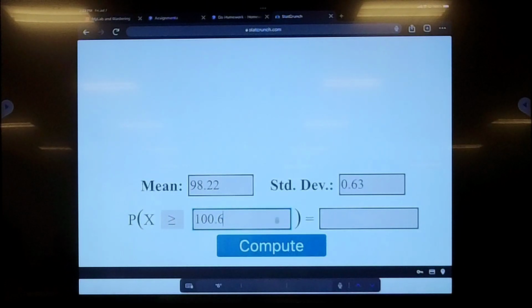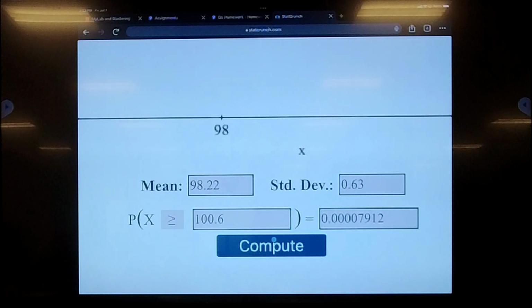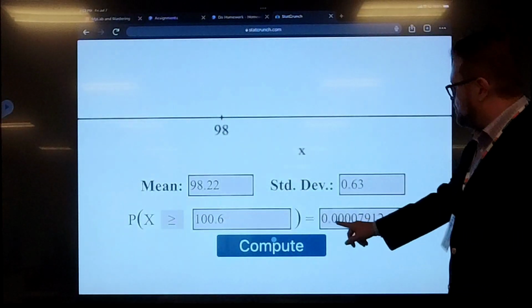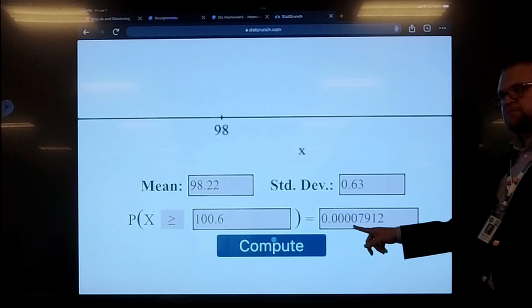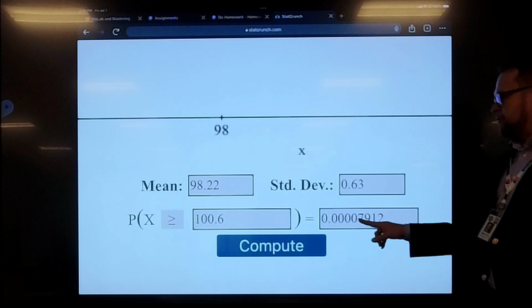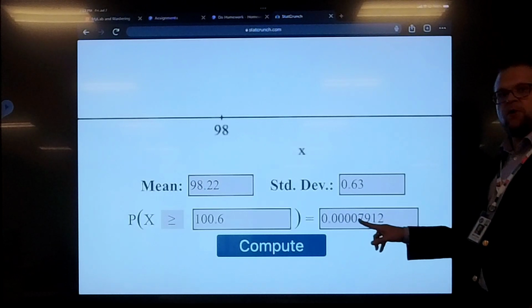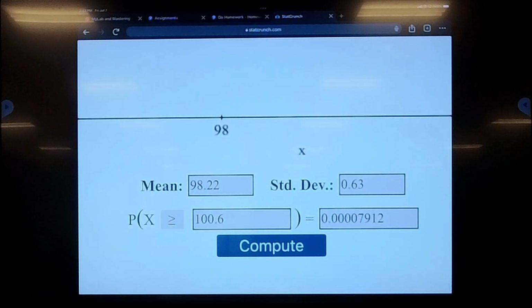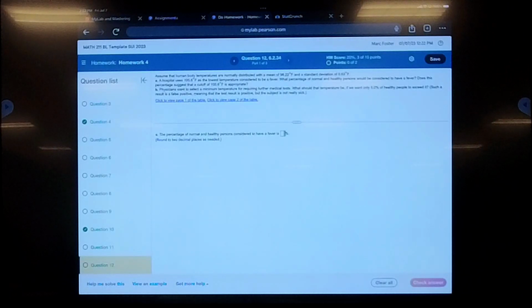Mine's like 0.00007242. Rounded to 4 digits is 0.0001. Converted then to a percentage is 0.01%. So the percentage of normal and healthy people that would be considered to have a fever is 0.01%.